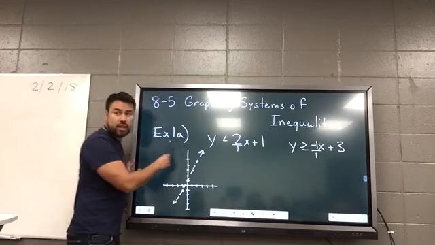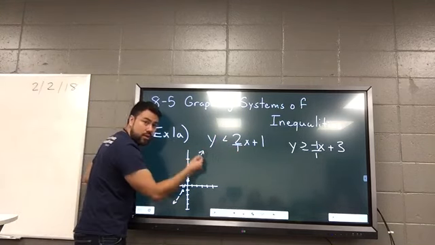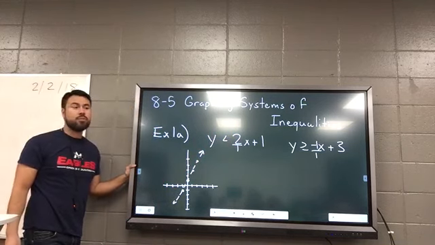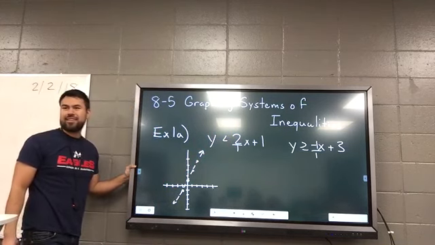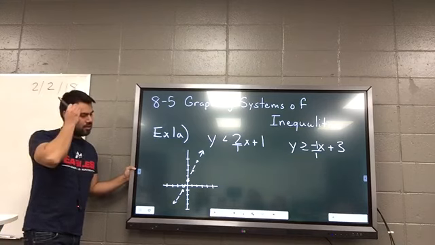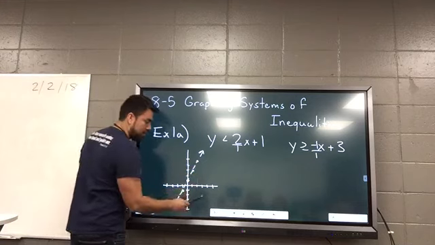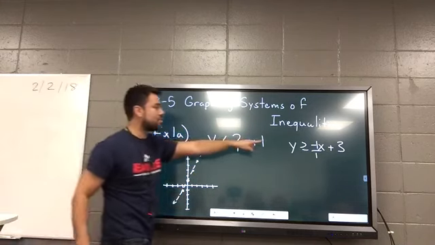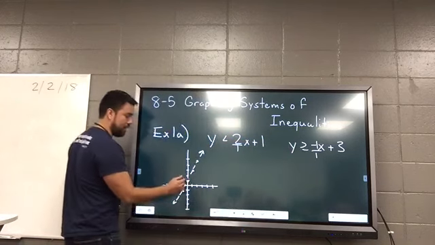What region should be shaded if I just had the first inequality? If I just had the first inequality, what would I have to shade? Above or below the line? I know Jenna knows. Lily here up front? Below. You'd have to do below. But are we just talking about one inequality? No, we're talking about two. So I got to get this graph on there as well on the same coordinate plane.